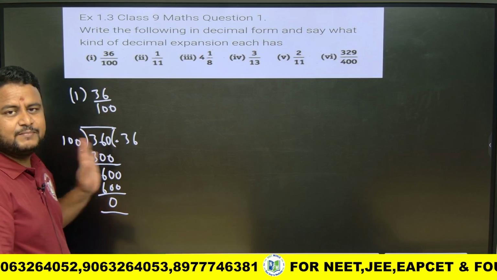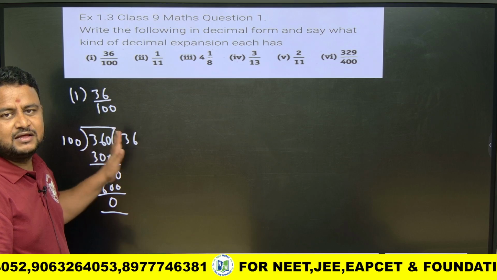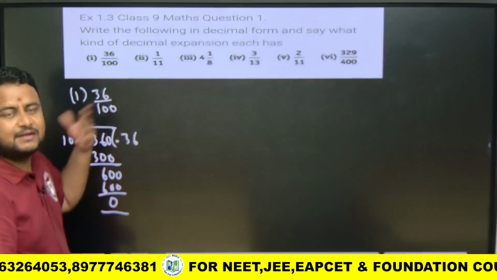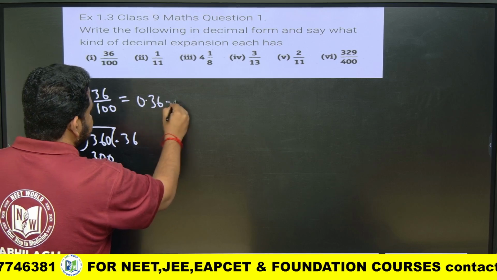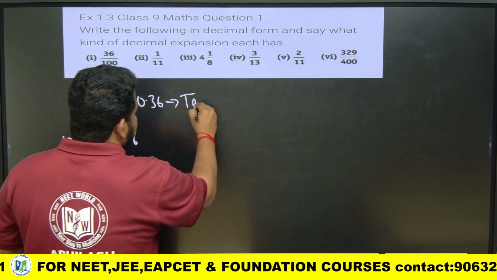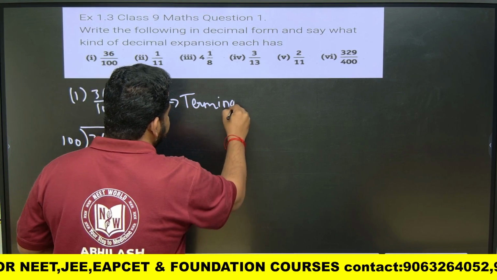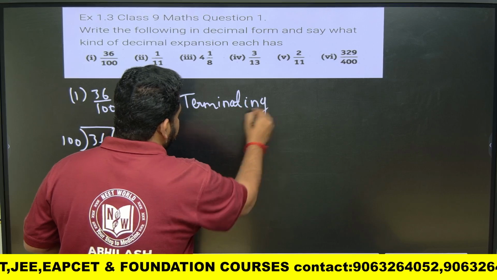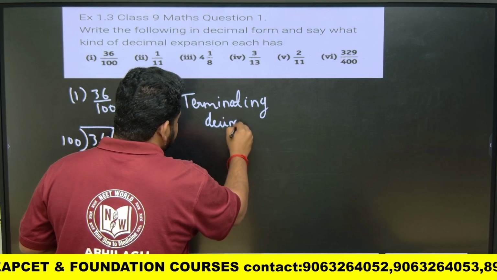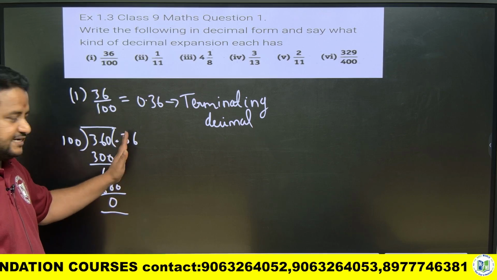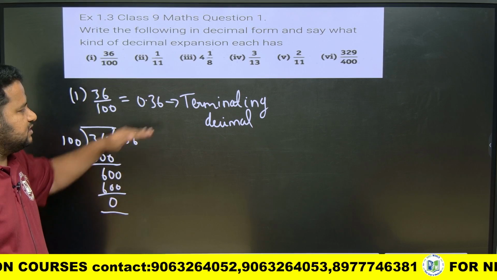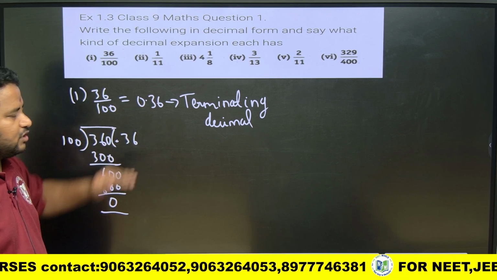So when I get the remainder as 0, that kind of decimal, that kind of fraction is called what? Terminating. I got it as 0.36. This is a terminating decimal, friends. Why? I got the remainder as 0. This has ended here. When I get the remainder as 0, it is a terminating decimal. This is about the first question.